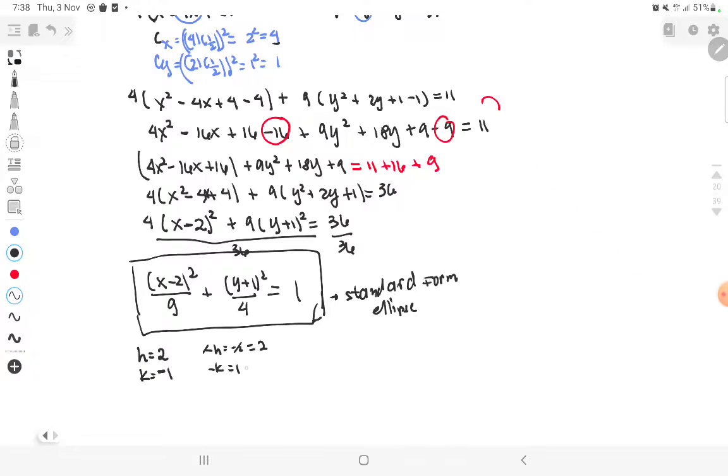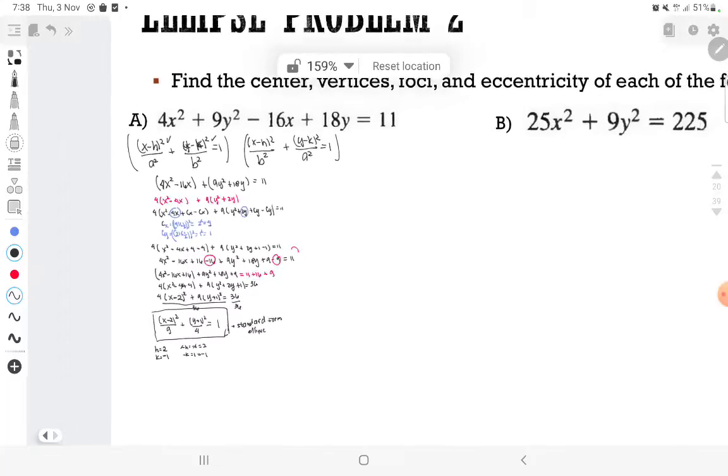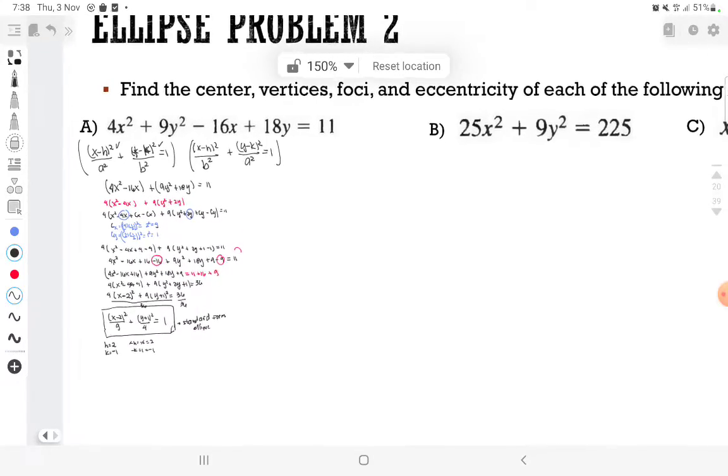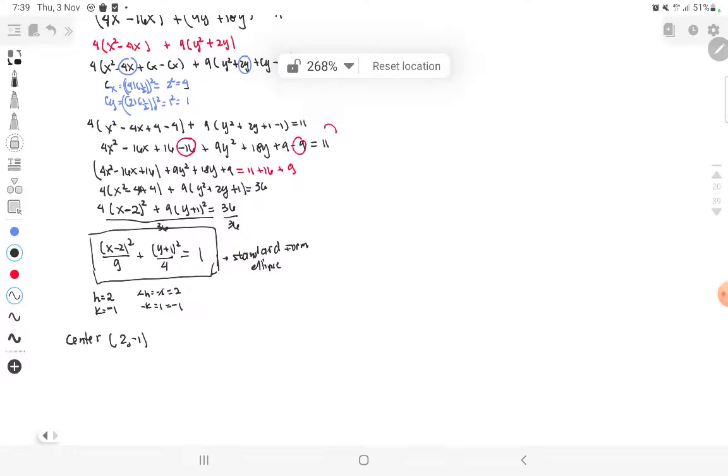Negative k divided by negative 1, we have negative 1, right? So from this we'll have our center hk. So center hk will be at 2, negative 1. So if I will draw this in our graph, the center of this ellipse will be 2, negative 1 here.